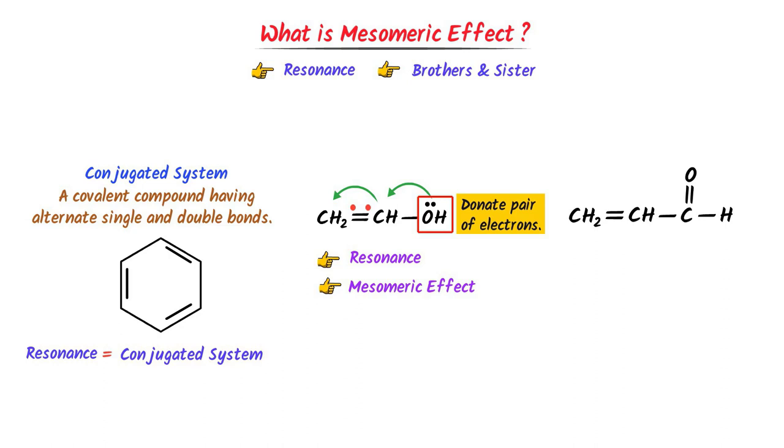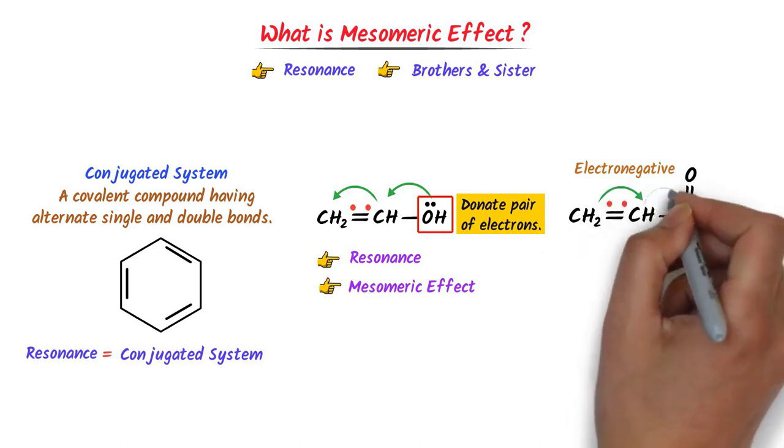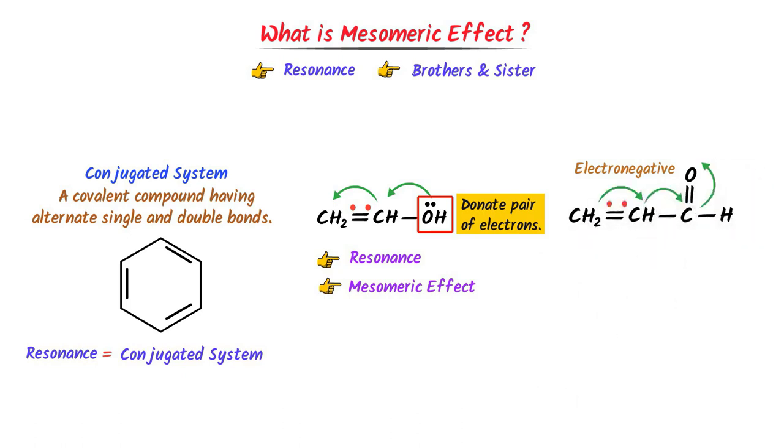On the other hand, in this case, there are pi electrons present in this double bond. While we also know that oxygen is a highly electronegative atom. It means that the higher the electronegativity, the more it attracts the electron pair. So oxygen will attract these pi electrons and the double bond is shifted in the system. Hence resonance occurs as well as mesomeric effect.